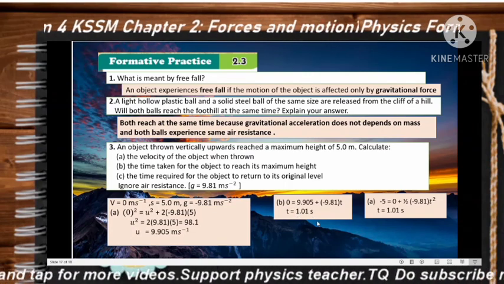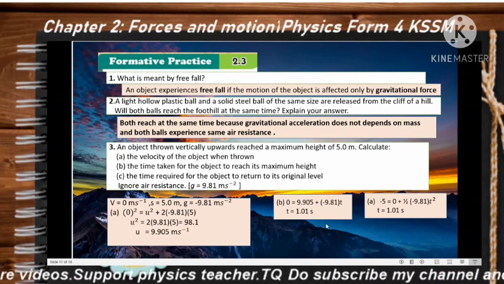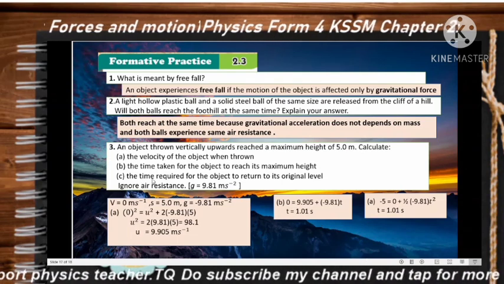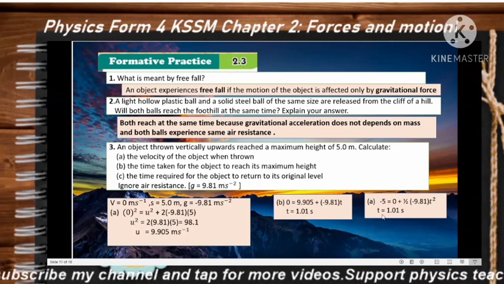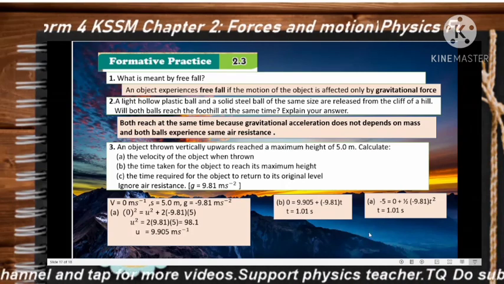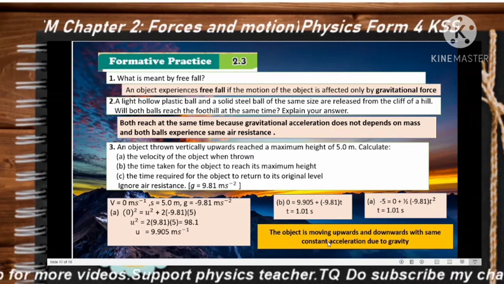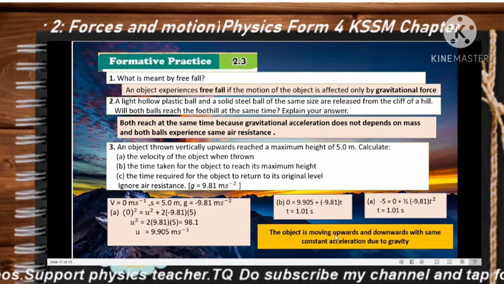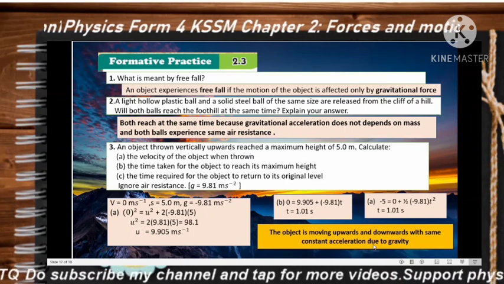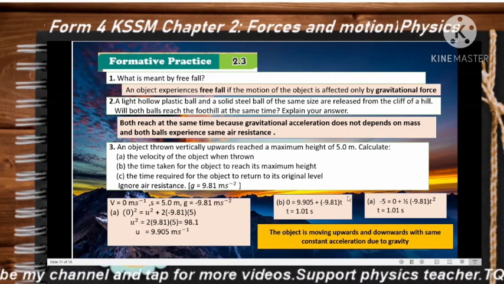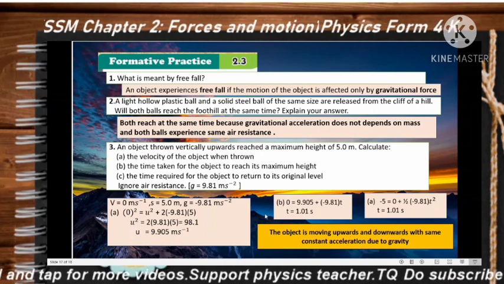That one is the total time taken. But this one is just the time required for the object to return to its original level. So meaning t equals 1.01 second. So the object is moving upwards and downwards with the same constant acceleration due to gravity. That's why the times taken here are the same.